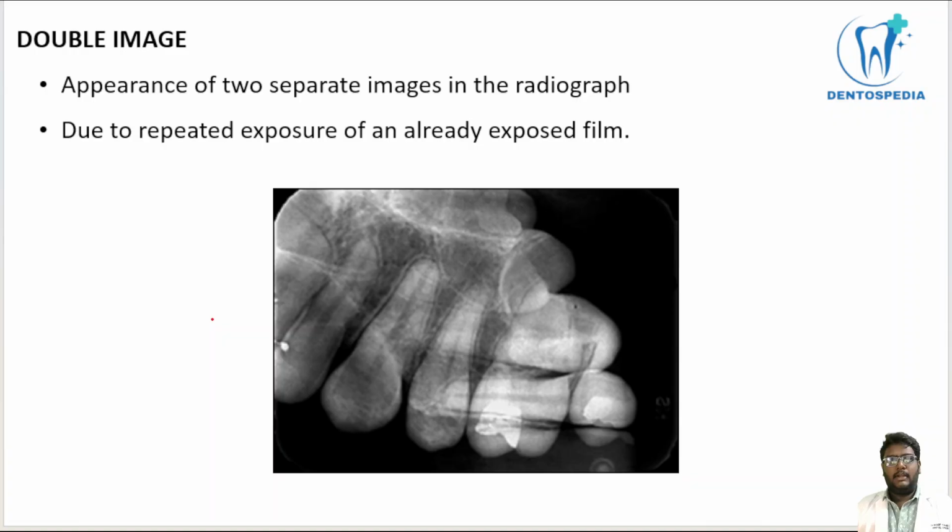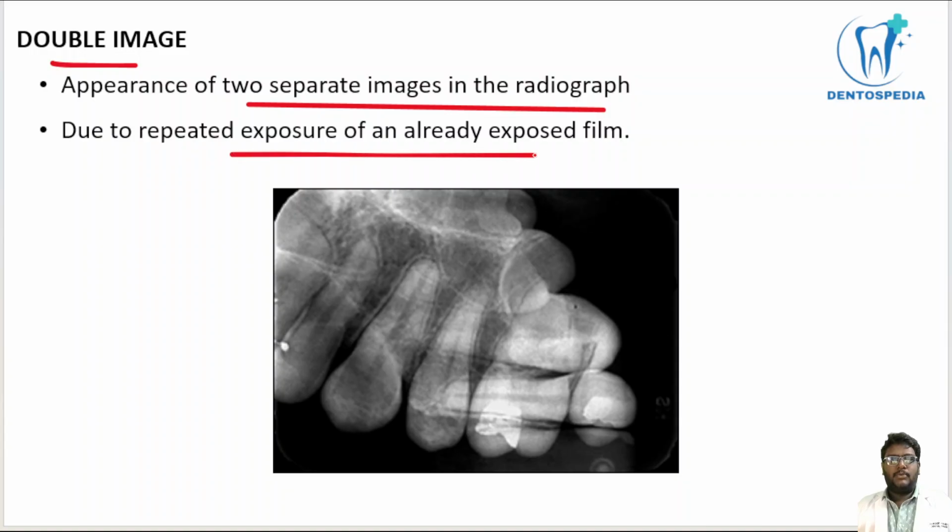And coming to another radiographic error, that is double image. It is nothing but the appearance of two separate images on the radiograph. It mainly occurs due to repeated exposure of an already exposed film. Suppose the film is exposed and not developed and kept aside, and some other doctor comes to the radiology department and exposes it again. We might get this kind of radiographic error, where you can see one series of teeth and here there is another series of teeth. It is mainly due to double exposure.